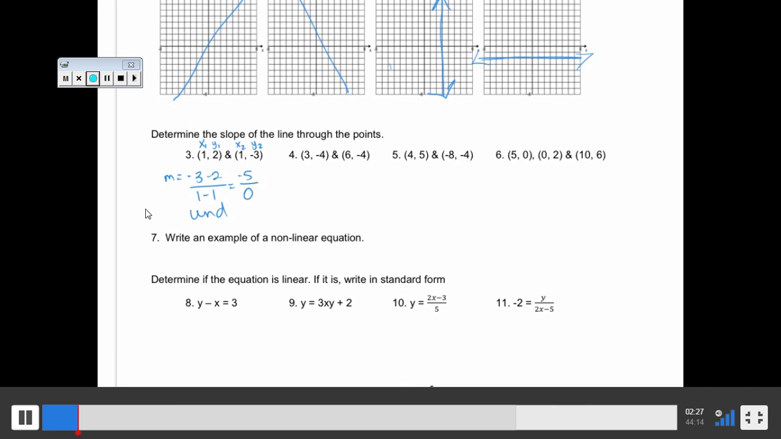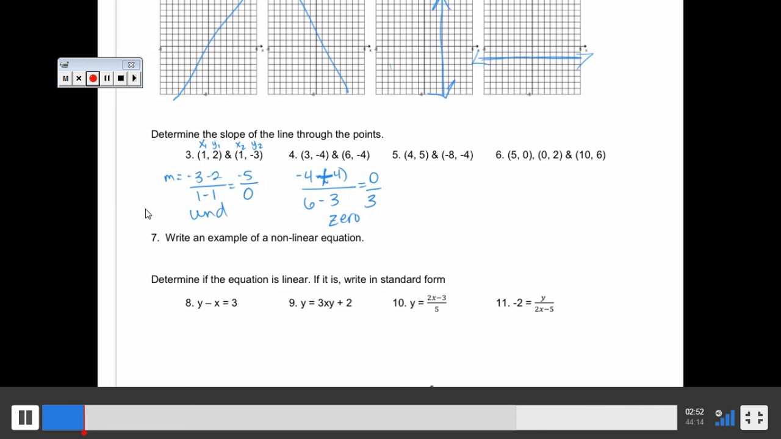And then if we do the next one, negative 4 minus negative 4. Be careful anytime you have a double negative. Then we have 6 minus 3 for the x's. That double negative is a positive, so we have 0 over 3. Well, 0 is on top, then the slope is 0. And you can just write a 0. I'm just writing it out.